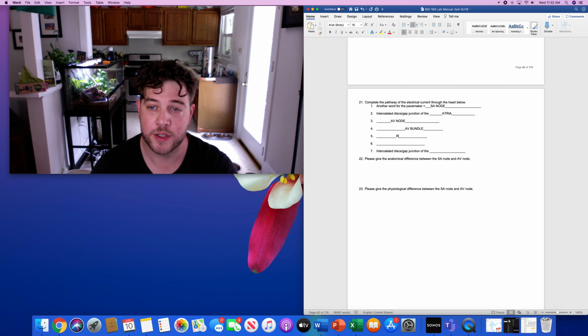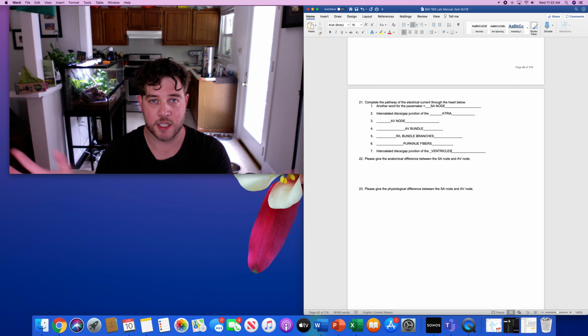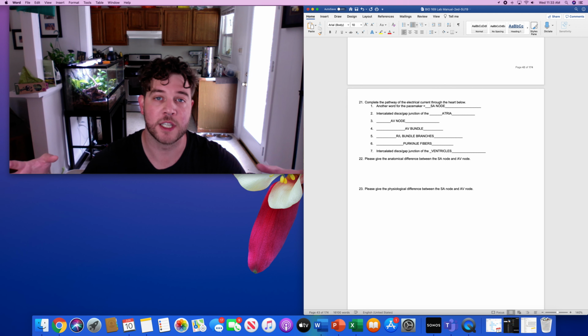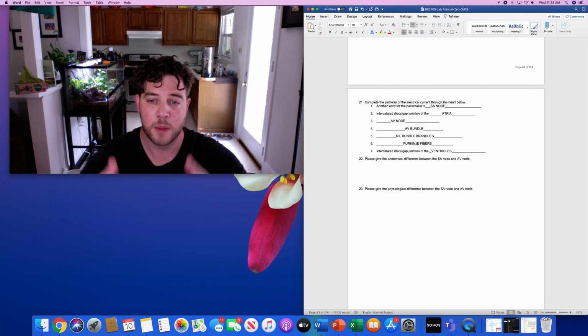From the AV bundle, you go into the right and left bundle branches, go into your Purkinje fibers, and then it's going to be in the right and left bundle branches of the ventricles, the intercalated discs of the ventricles, where it then spreads that signal around, and the ventricles will then contract inferior to superior, pushing blood up.